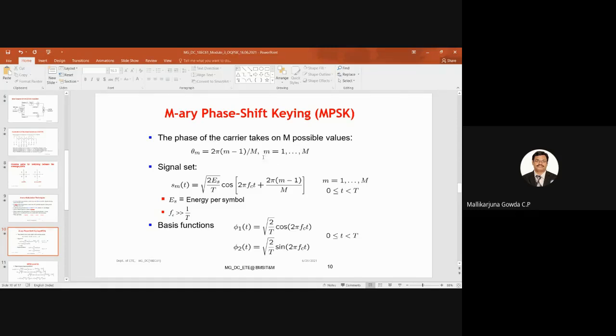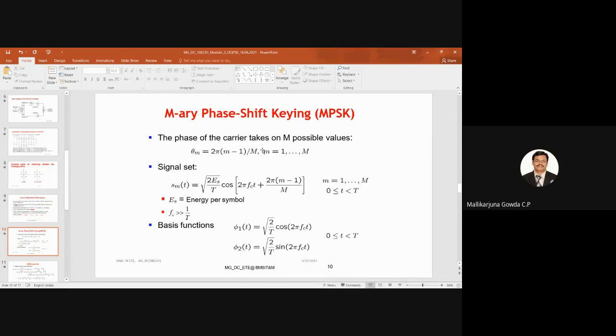It means the value of small m can vary from 1, 2, 3, 4. Just substitute that value. Hope you are understanding, no? So the value of capital M becomes 4, and the value of small m can vary from 1 to 4, with respect to, I am saying, QPSK, where the possible signals are 4.